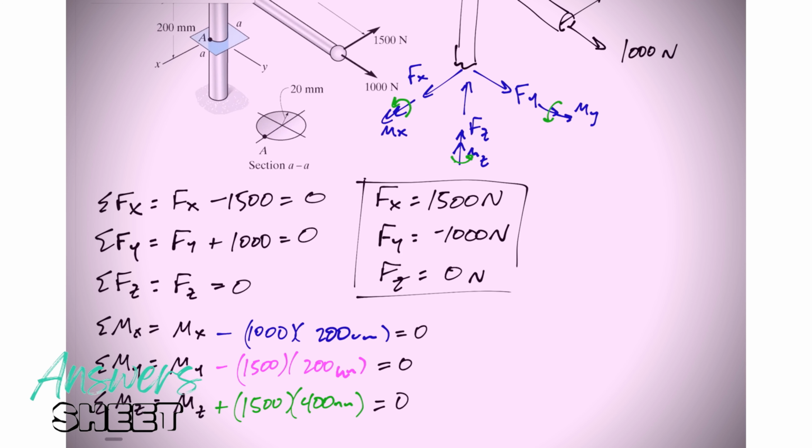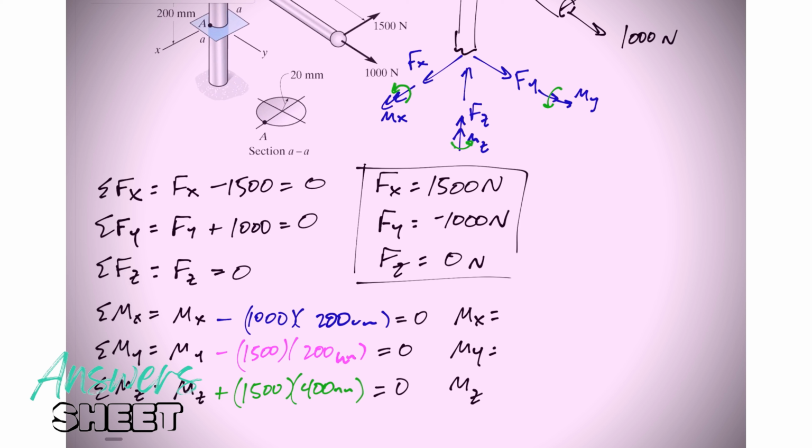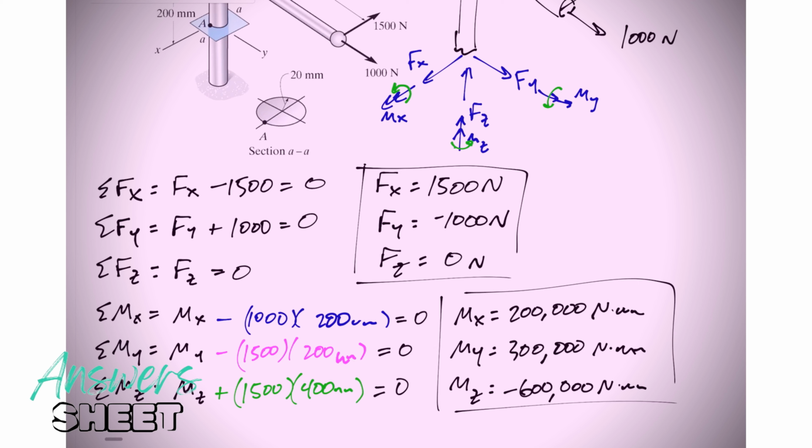Set these equal to 0, and we would get Mx, My, Mz. I've got Mx, 200,000 Newton millimeters. My, 300,000 Newton millimeters. Mz, negative 600,000 Newton millimeters. Box those in because it's so important. All right, are you following me there? That might take some review, some getting used to.